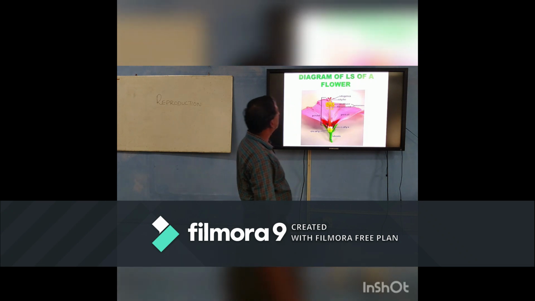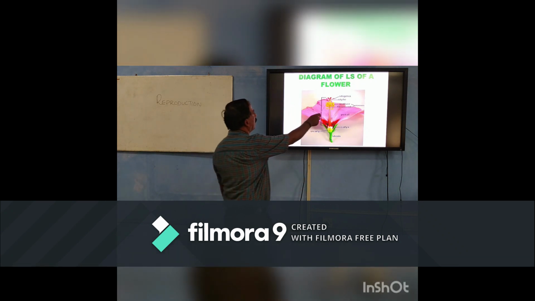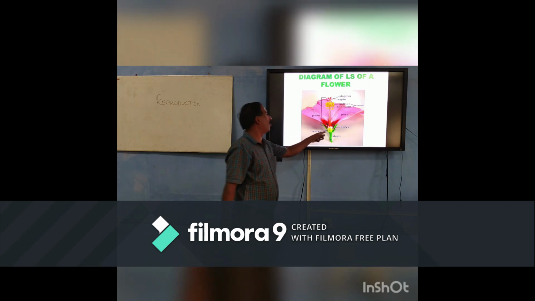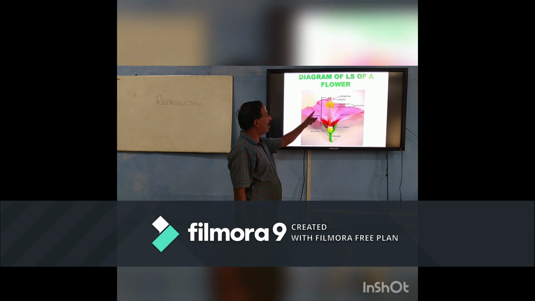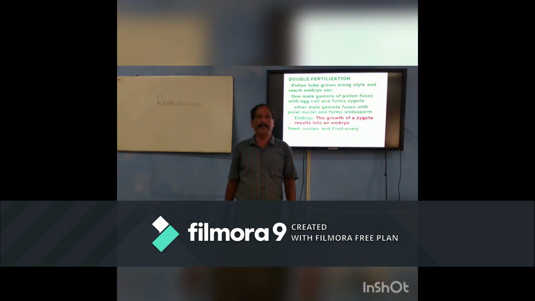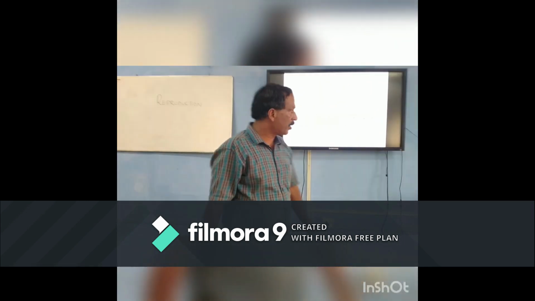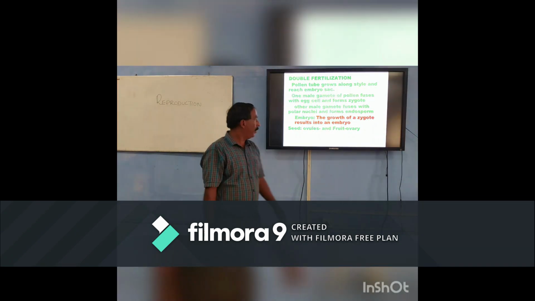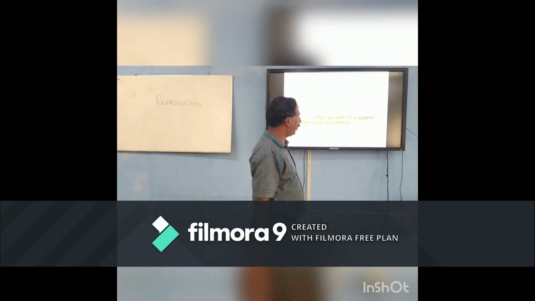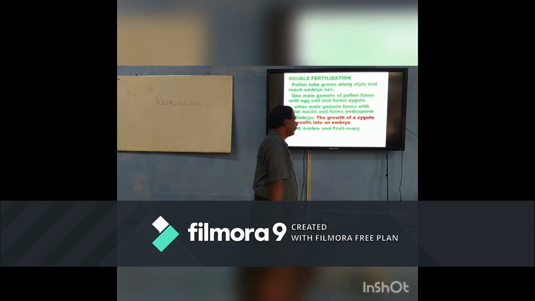The female reproductive organs are stigma, style, and ovary. This part is the ovary. So these three parts are the female reproductive system. This is also a bisexual flower. If a flower has both male and female reproductive organs, it is called a bisexual flower.